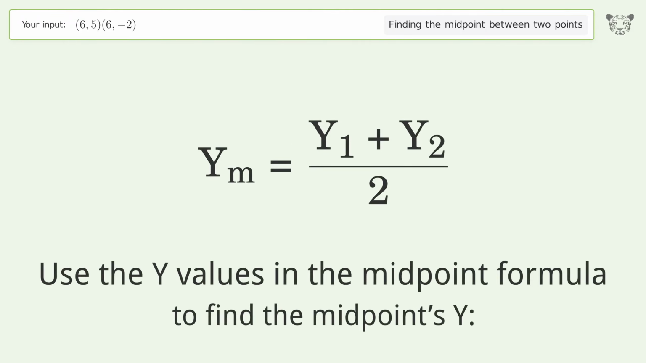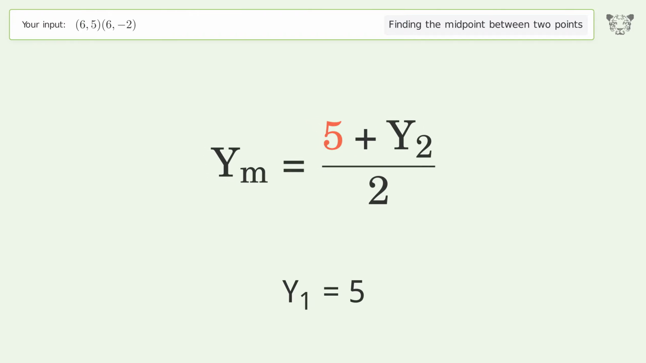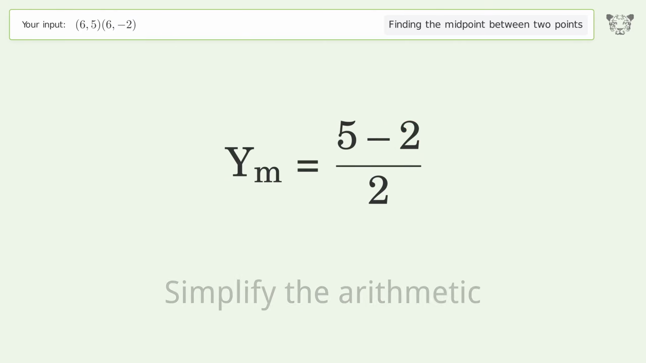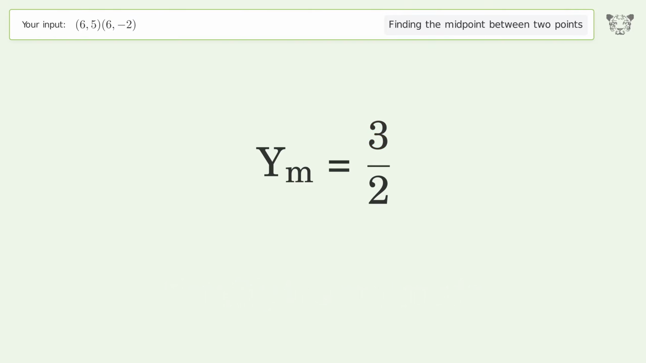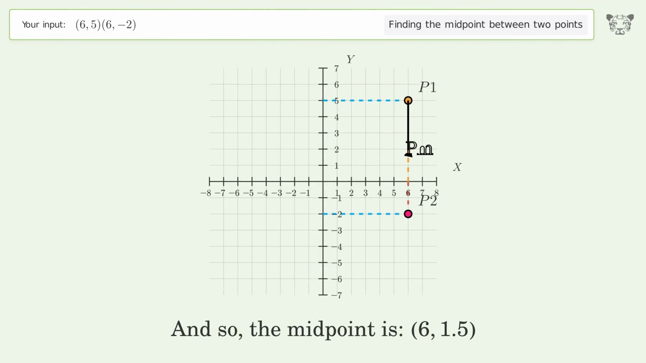Use the y values in the midpoint formula to find the midpoint's y. y1 equals 5. y2 equals -2. Simplify the arithmetic. And so, the midpoint is 6, 1.5.